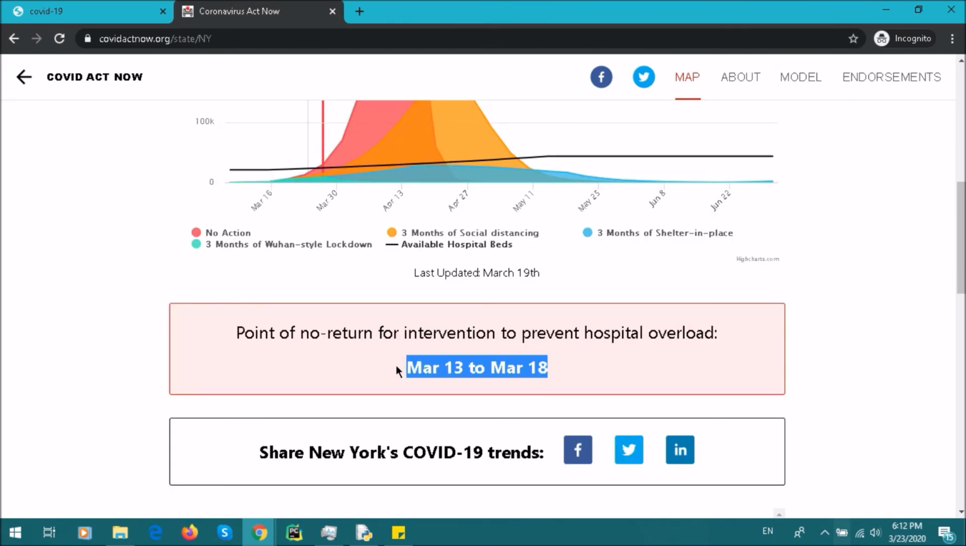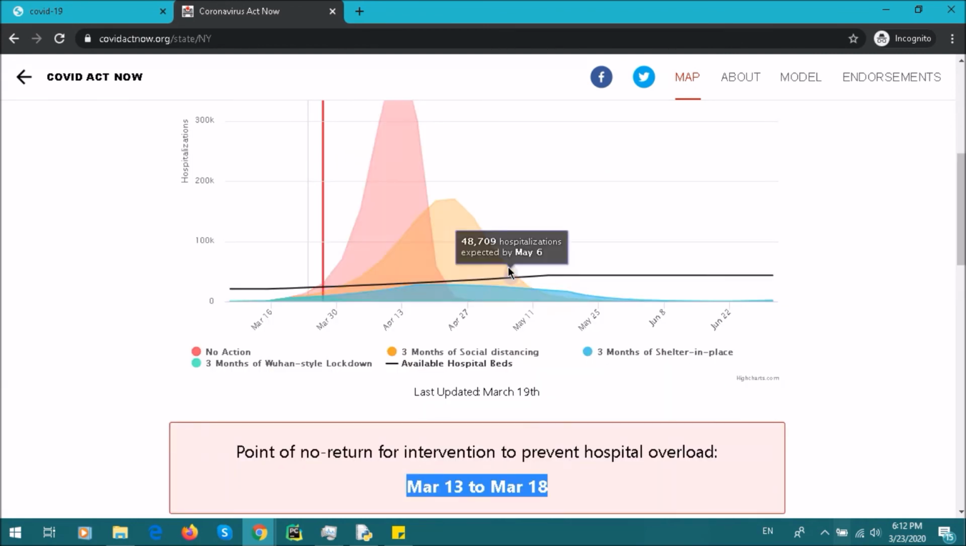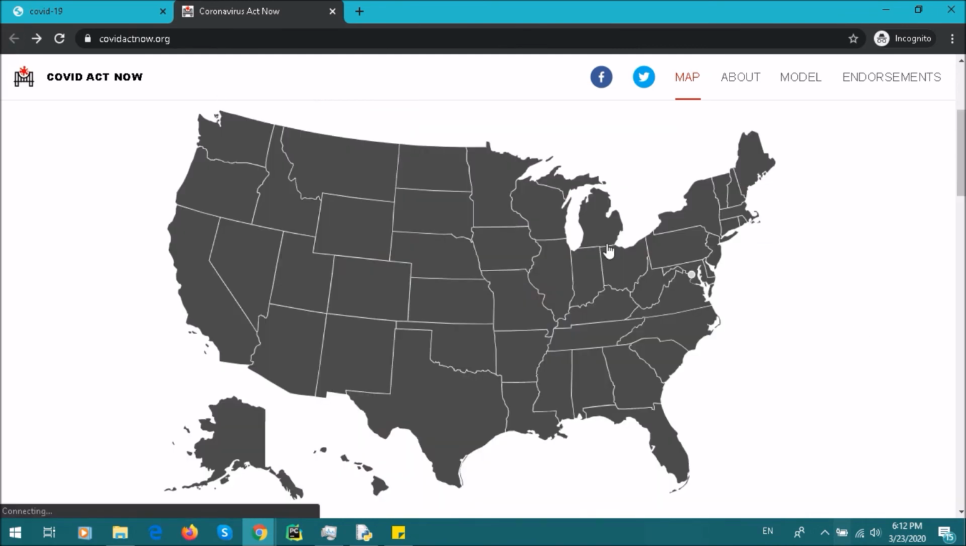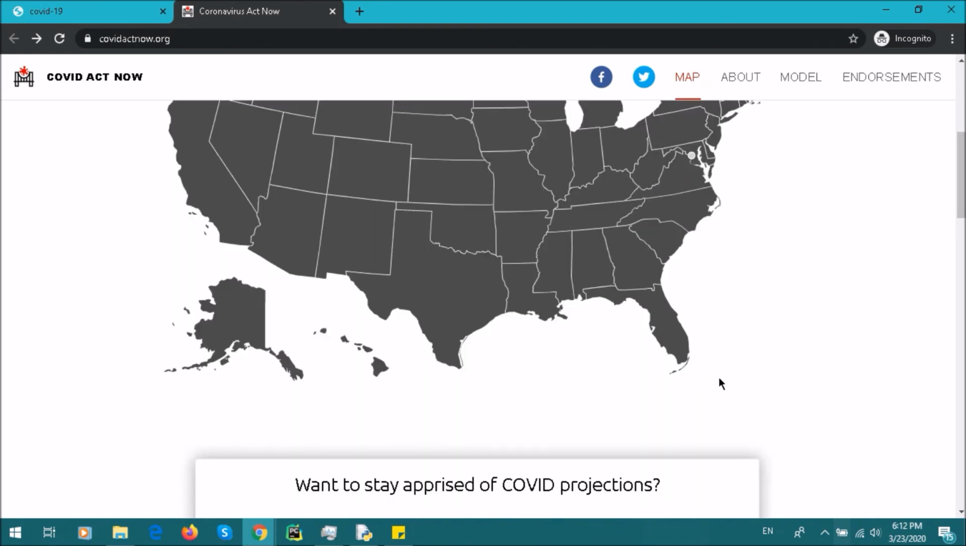And here is basically the date of the point of no return for the hospitals to not be overloaded. You could check out some other states here in the U.S. If your governors have not done anything about it, it is a huge problem, because the time to act is now, because this virus is just continually spreading.